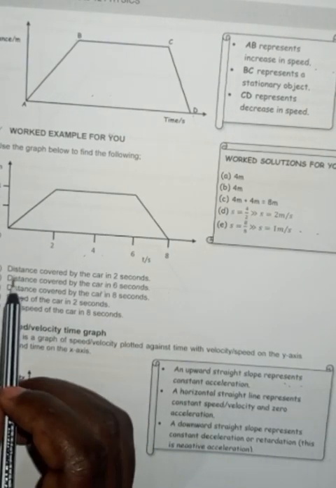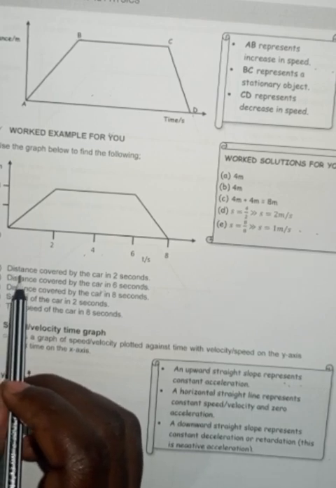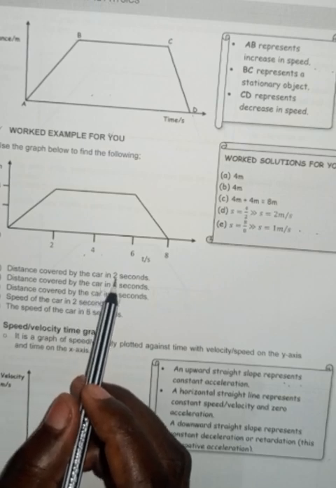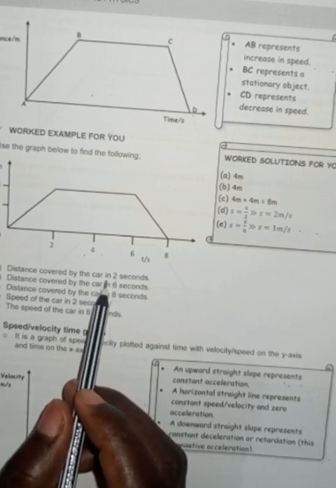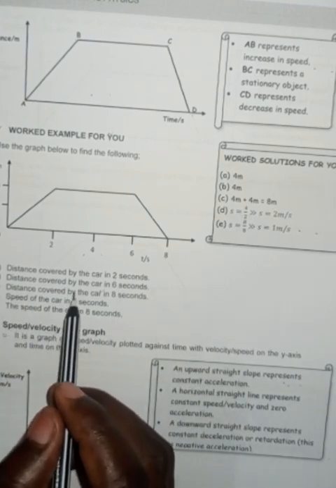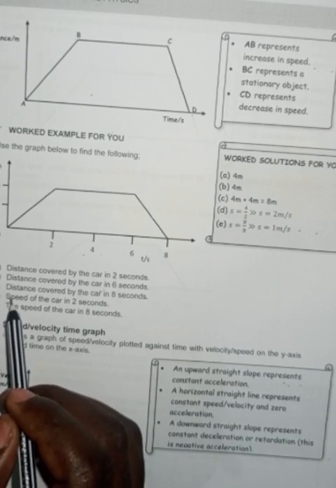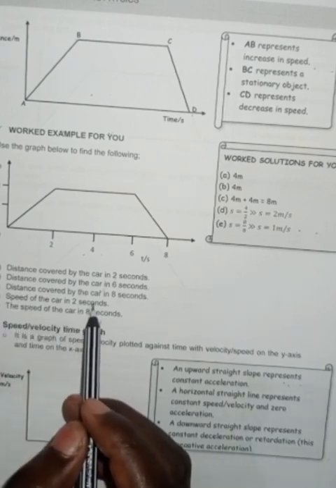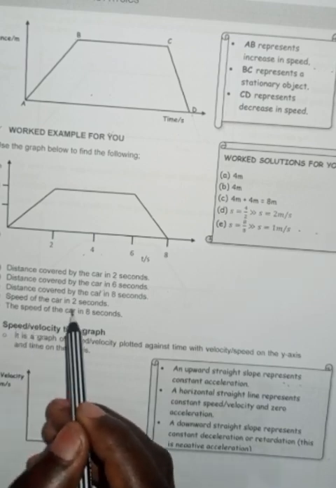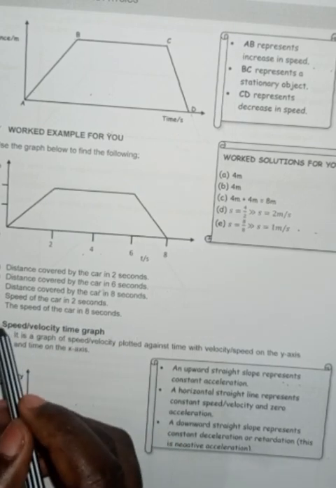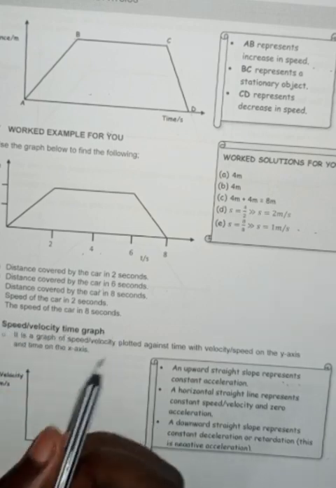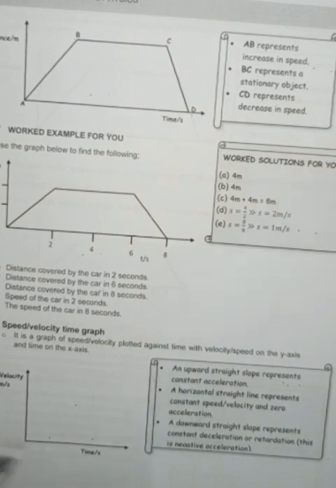So the questions are: A, find the distance covered by the car in 2 seconds. B, the distance covered by the car in 6 seconds. C, the distance covered by the car in 8 seconds. And then D, the speed of the car in 2 seconds, and finally the speed of the car in 8 seconds. Now, how do you go about this problem?